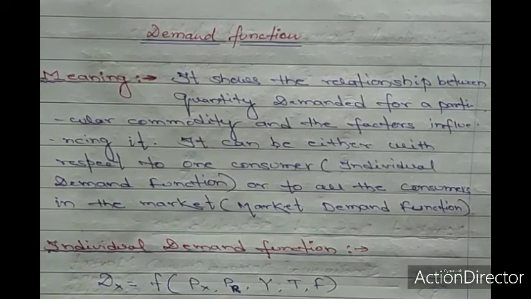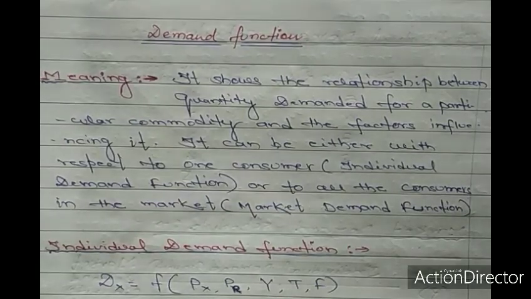So whatever the factors which affect demand and the relationship with the quantity demanded is known as demand function. It can be described in two ways, that is individual demand function and market demand function.